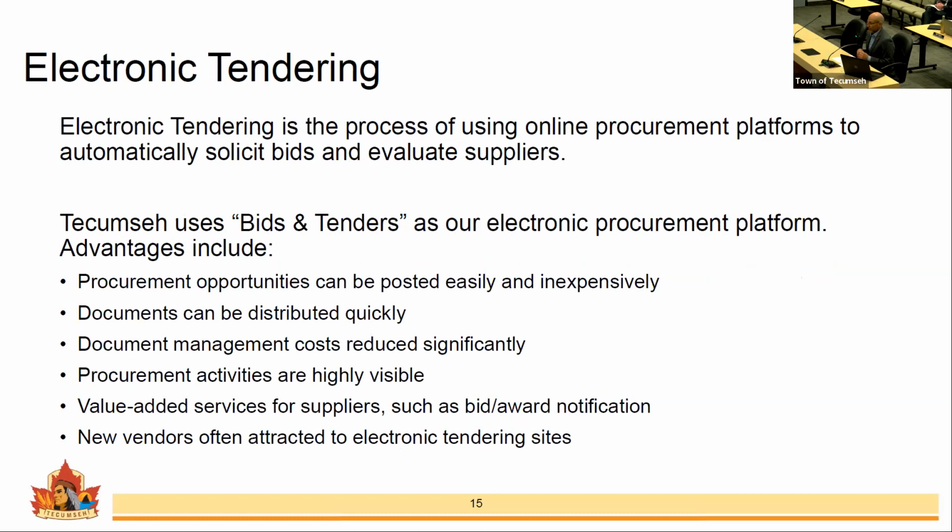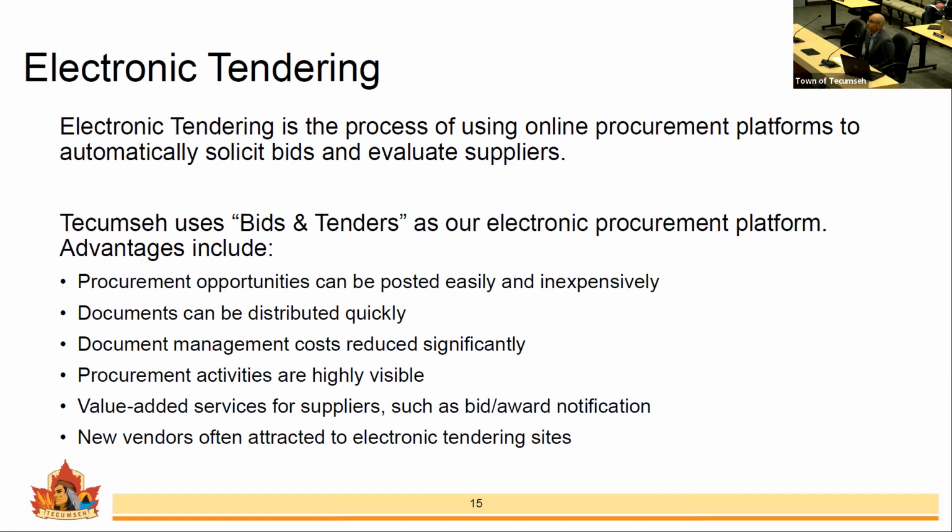And lastly, we end with electronic tendering. So this is relatively new and is the process of using online procurement platforms to automatically solicit bids and evaluate suppliers. So we use this exclusively now. We use a platform called Bids and Tenders, as do our neighbors in the county.